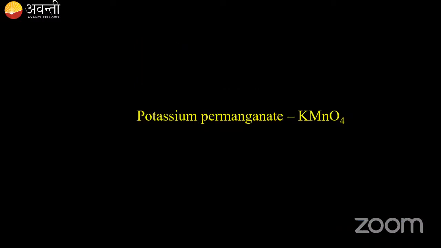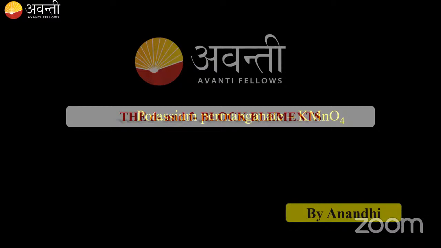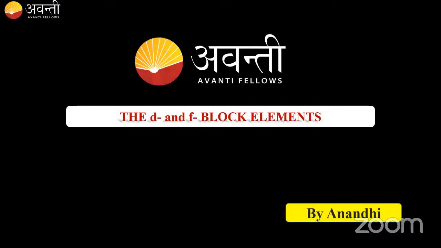So, in the last class we have discussed the compounds, right? What are the two compounds? Potassium dichromate and potassium permanganate, right? Today we are going to discuss potassium permanganate. But before moving on to that, I just want to ask you a question.